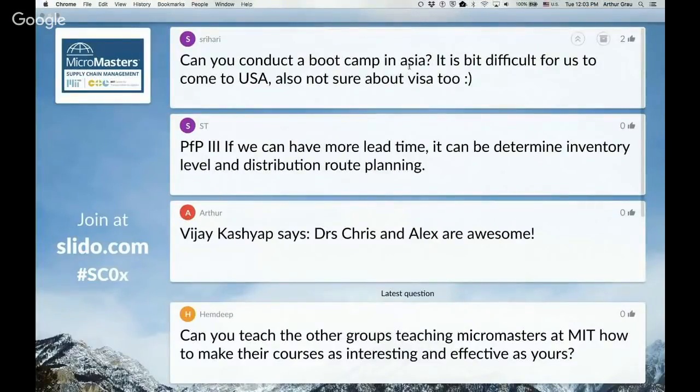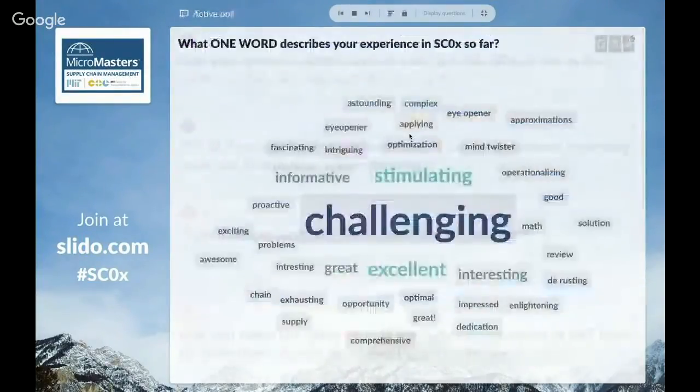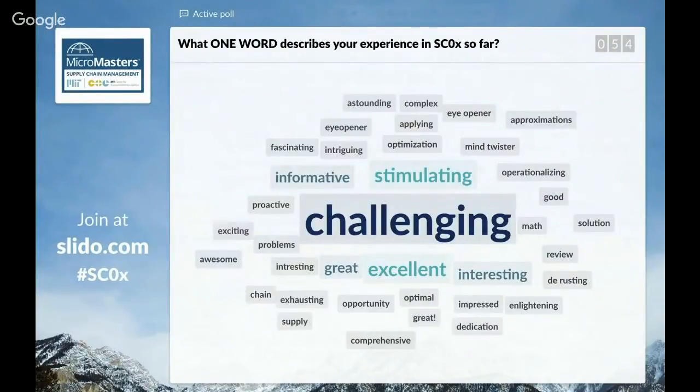Perhaps we can take a quick look at the initial poll that we had, where we covered the different words. The word cloud. Back to the very first. They like us. They say we're awesome, and we are supposed to teach everybody here at MIT how to do a course effectively and efficiently. So I think challenging is the best way to describe SC0x, and that's essentially your first sentence today. We threw a lot at the students. That is our toolbox, and we are going to use that toolbox to go through the courses.